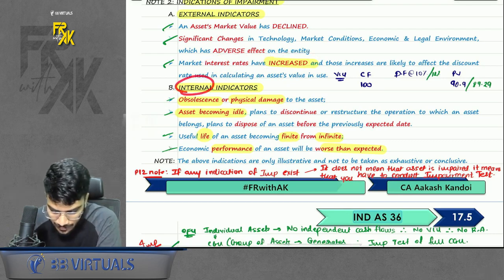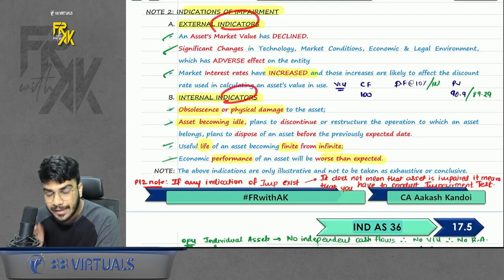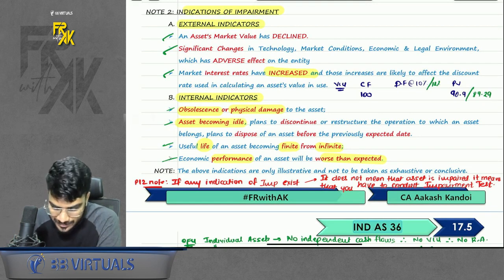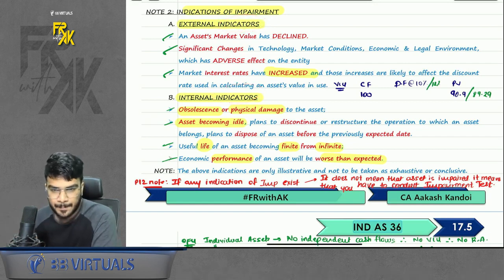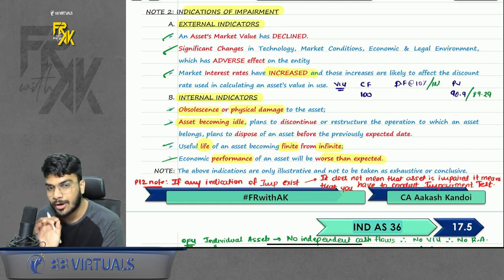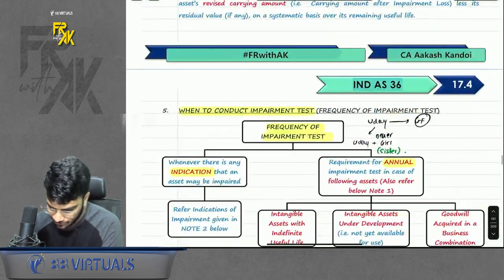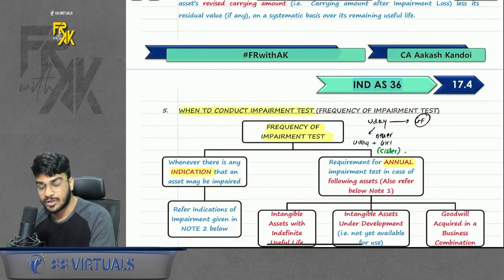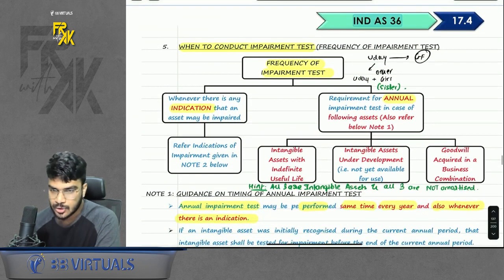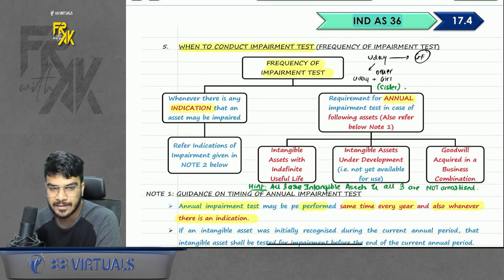Similarly, there are some internal indicators also given here. But do remember, if the indicators are there, that doesn't mean the asset is impaired. The presence of indicators just indicates that the asset should be tested for impairment. Indication does not mean that you will definitely book an impairment loss. It means that you will have to check for impairment. Is this clear to everyone? So this was the point of indication of impairment and when to conduct the impairment test. Do remember, in 3 cases, annual impairment test; for other assets, only when there is an indication.